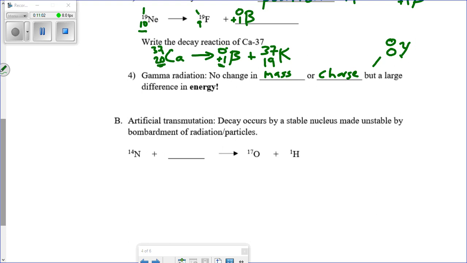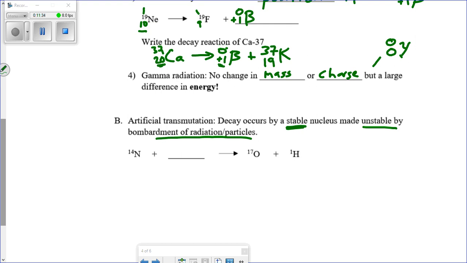Now we're going to move on to artificial transmutation. Artificial transmutation is when we do something to it. So we have a stable nucleus, but we don't want it to be stable, so we make it unstable by bombarding it with radiation or particles. Basically what we do is we fire radiation or particles at it so that it becomes unstable, and then it releases stuff and it becomes something else because it was unstable. So this is artificial transmutation.